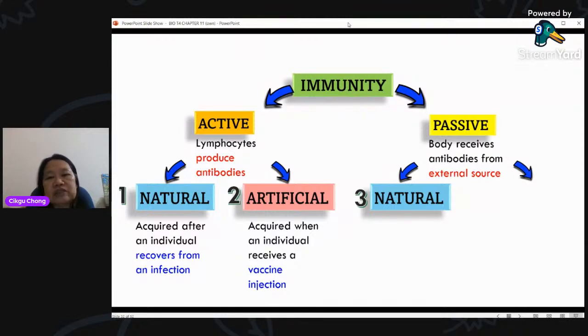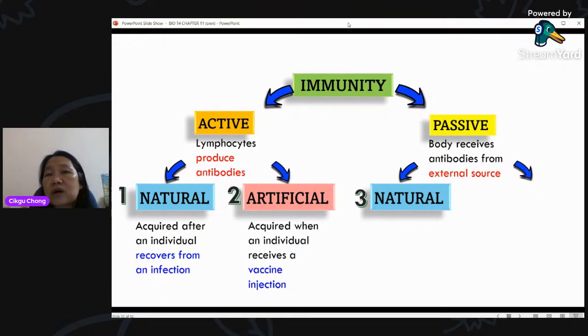So something natural is like, we're talking about a baby, let's say. The baby is in the mother's womb, and the mother is making the antibody, and it crosses the placenta and goes to the baby. So the baby also gets immunity because the mother makes the antibody. In other words, the baby does not make the antibody, but still enjoys the benefit of having antibody.